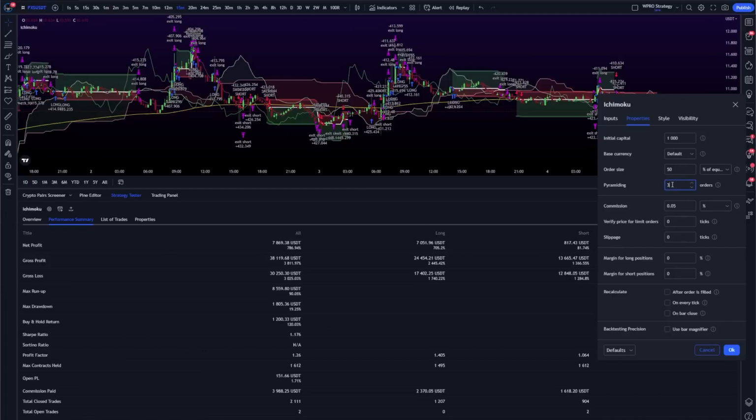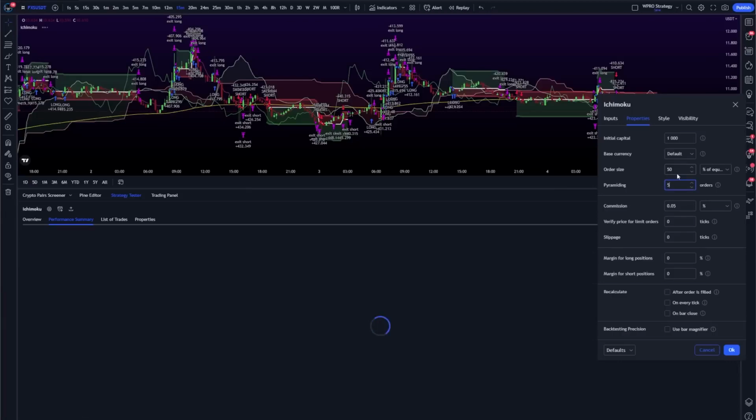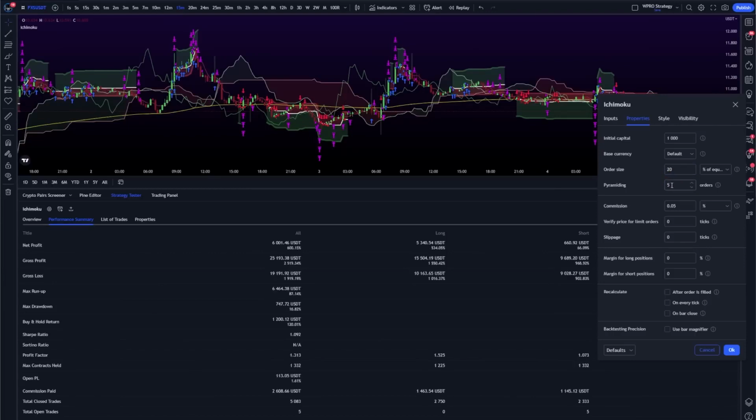So I can change this to 3, 4, 5, and then I would simply reduce this down. If I have pyramiding 5, that's going to be 20% of my account for each order. 20 times 5 is 100. And here is the net profit. You can see that the max drawdown changed, the net profit changed.